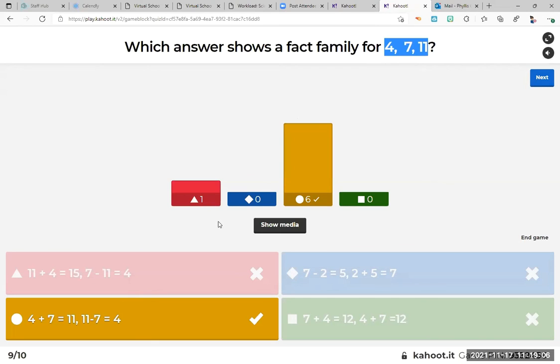4, 7, and 11. Those are the numbers in the house. But look at the red one. There's a 15. Who let that stranger in the house? Thank you, Jackson. Make sure you're sitting and watching.